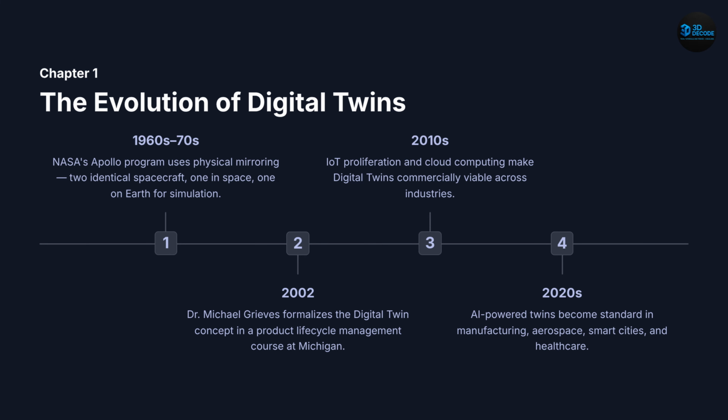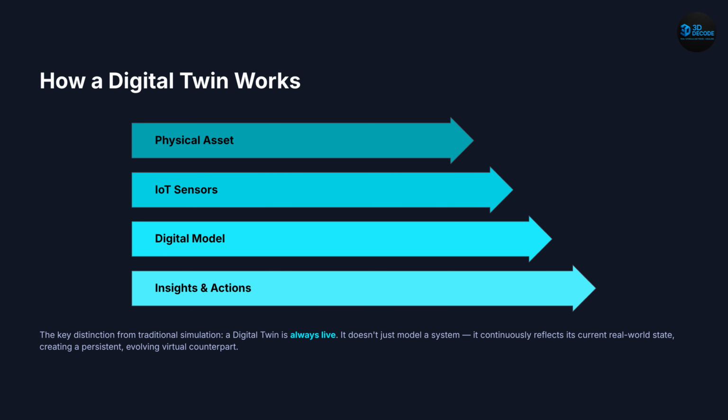The idea of digital twins began during NASA's Apollo missions, where engineers maintained identical mirrored spacecraft systems on Earth for simulation and troubleshooting. But modern digital twins became possible only after IoT sensors, cloud computing, and AI matured. Slide 4. How a digital twin works.